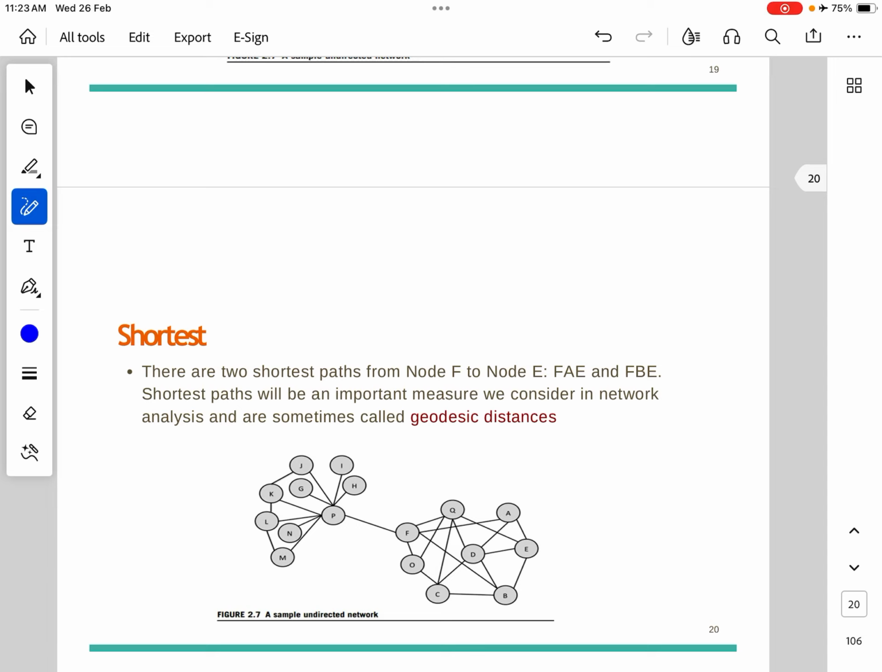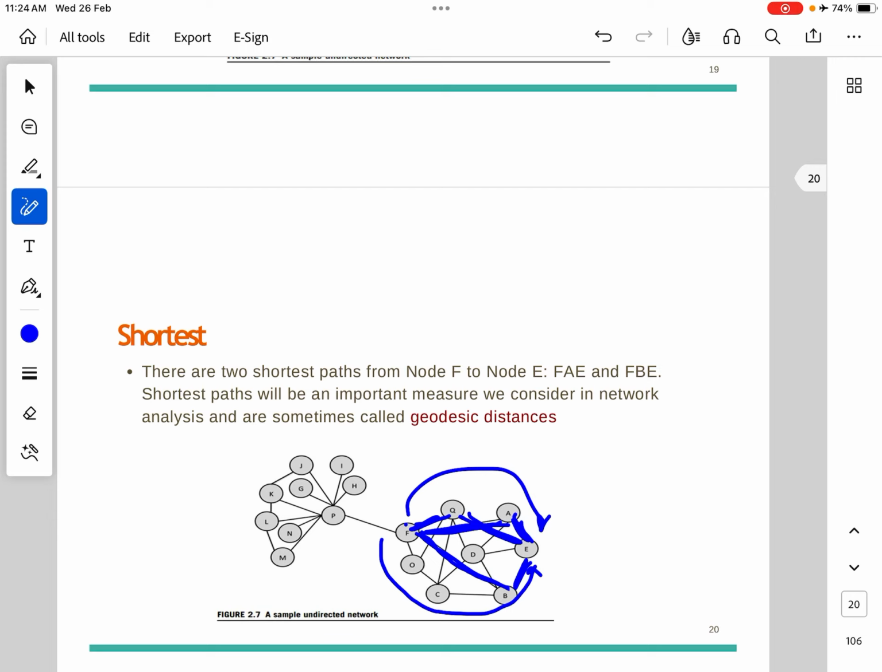Next is shortest path. There are 2 shortest paths from node F to E, FAE. So here FAE is our shortest length. Rather than going like this from F to E, we can simply go like this. So this is the shortest path. FBE, again FBE is also a shortest path. Even FQE is also a shortest path.